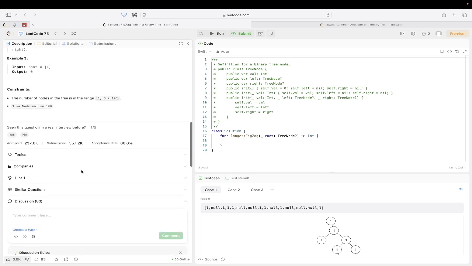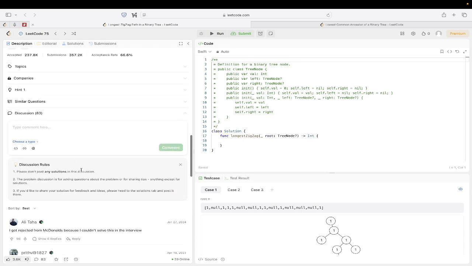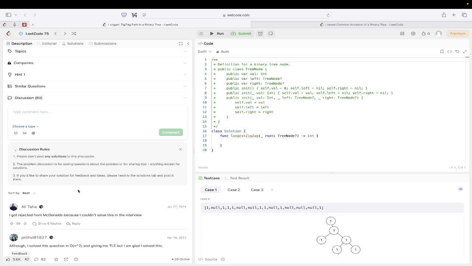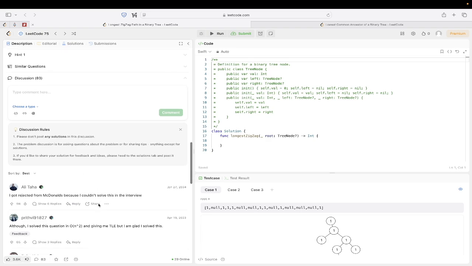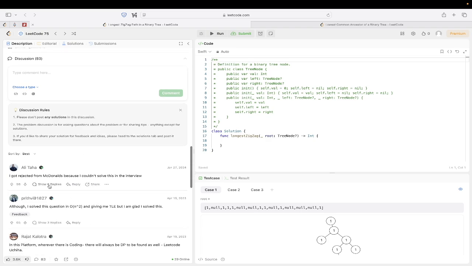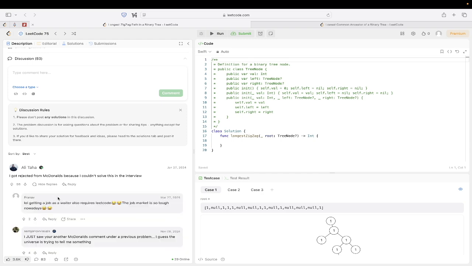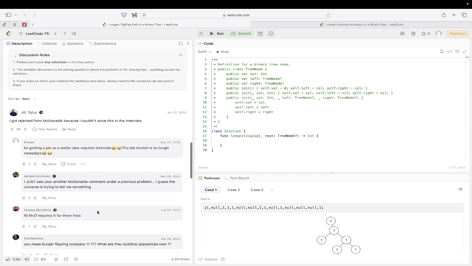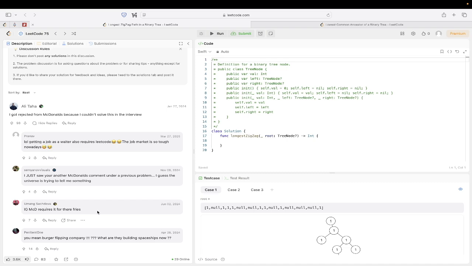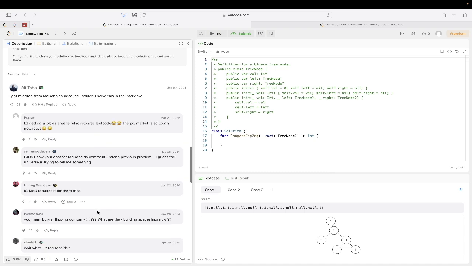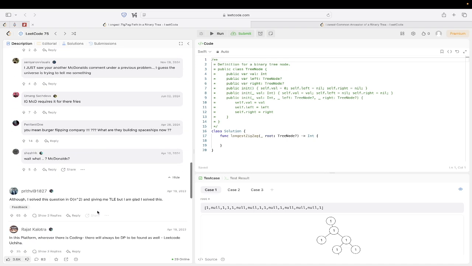Let's look at some discussion questions. This one's a little bit hard. Oh, I got rejected for McDonald's because I couldn't solve this in an interview. I told to solve the question. I'm glad I solved this one.